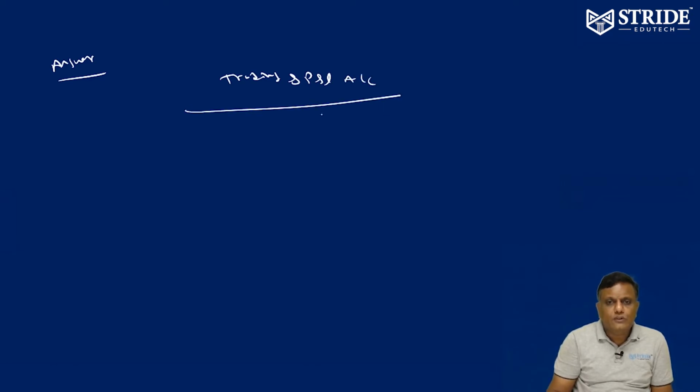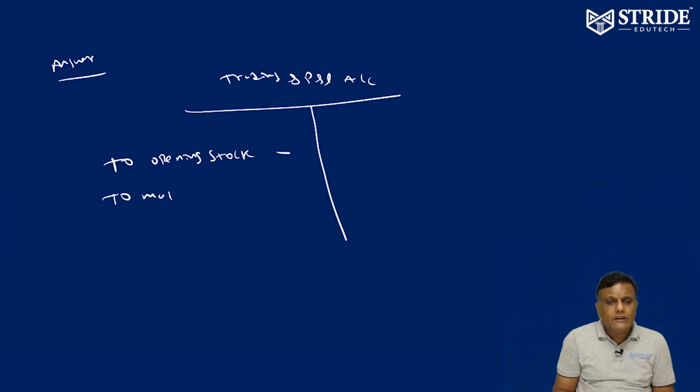First, the trading and P&L account, so that we can find the financial profit. What are the items to be placed in the trading and profit and loss account? The first items are already given. Opening stock is not given, therefore dash.